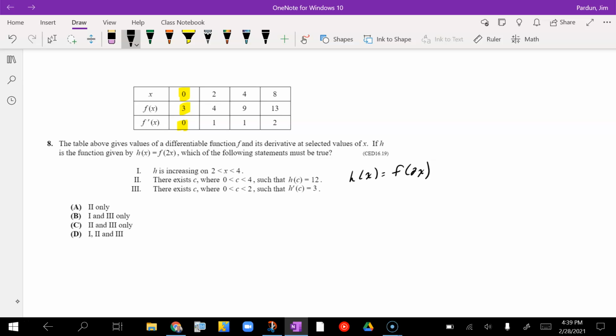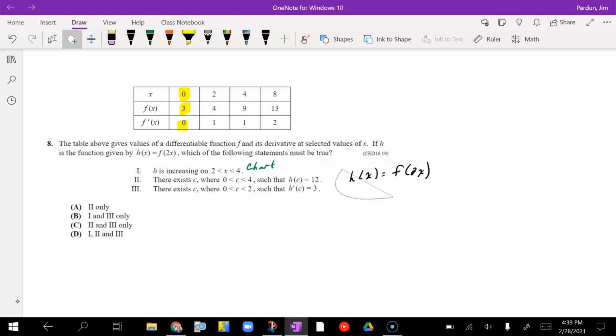Which of the following statements must be true? Well, let's just go through each of these three statements and see if we can figure out what's happening. The first one: h is increasing on the interval from 2 to 4. Okay, so this is going to be like my chart. This is going to be the derivative chart, h prime, h double prime. I'm going to have to use my chart there.